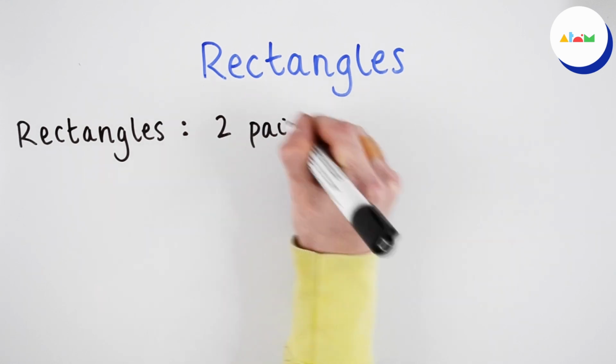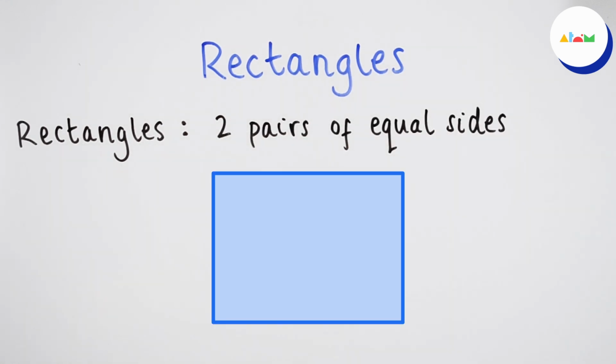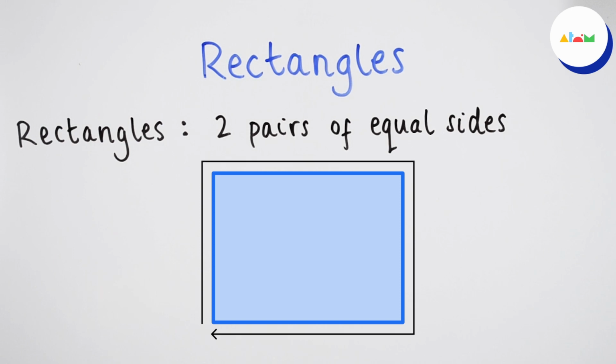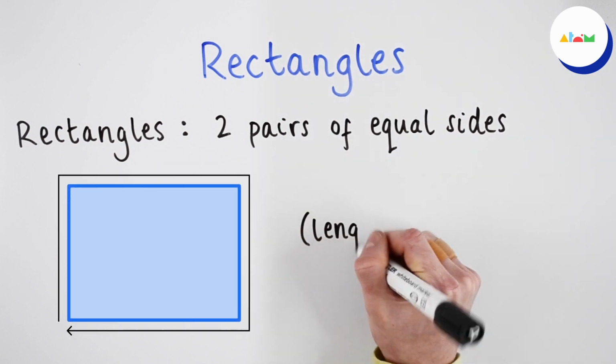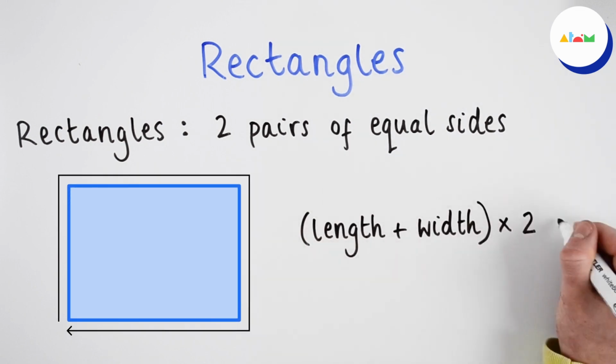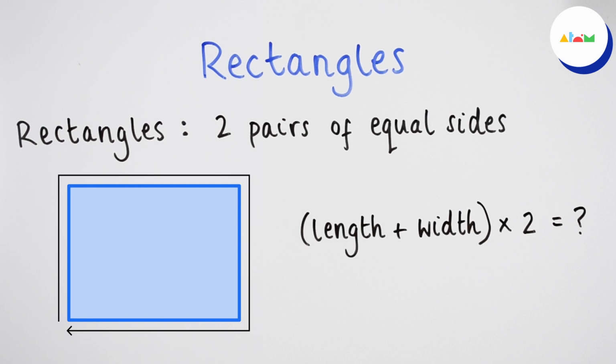Rectangles have 2 pairs of equal sides. This means that the 2 long sides are always the same length, and the 2 short sides are always the same length. Therefore, to work out the perimeter of a rectangle, we can use the formula (length plus width) times 2. Let's take a look at this rectangle.